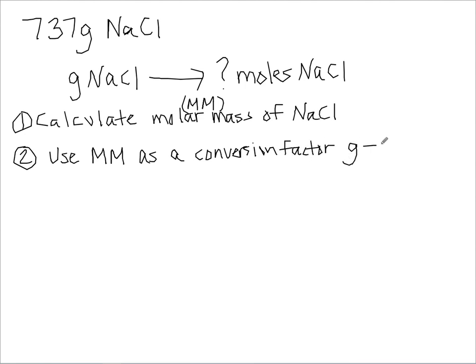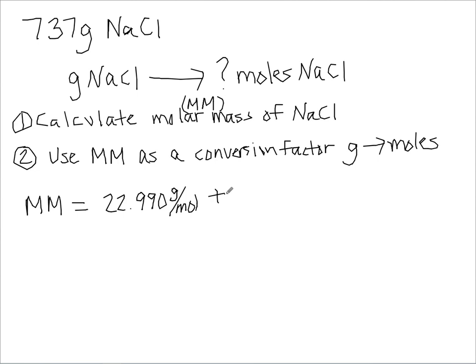To go from grams to moles. So for the first part, we need to calculate our molar mass. You look at your periodic table, you find sodium, and the molar mass of sodium is 22.990 grams per mole. There's only one atom of sodium, so we don't have to do any kind of multiplication there.